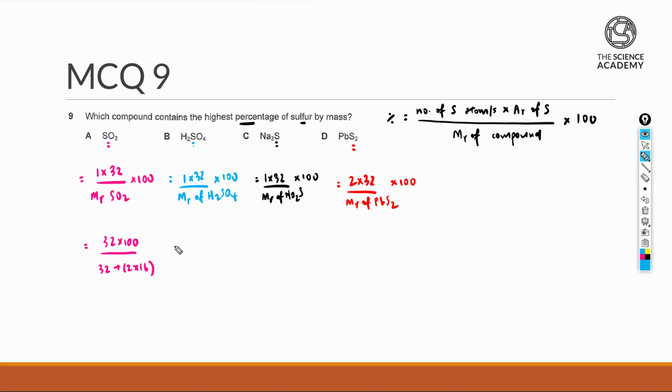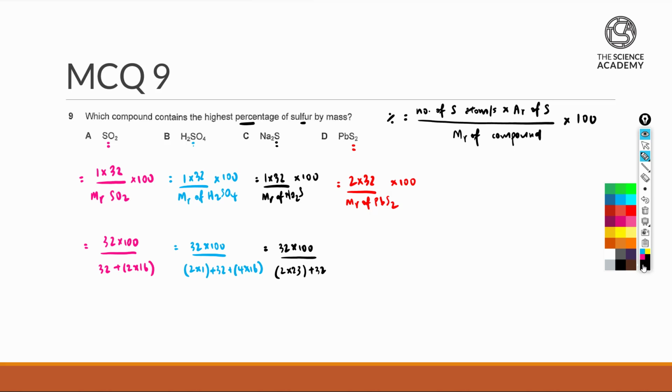And for the case of H2SO4, this will be 32 times 100 divided by 2 times 1 for 2 hydrogen plus 32 plus 4 times 16 for 4 of your oxygen. For sodium sulfide, 32 times 100 divided by 2 times 23 plus 32. For lead 2 sulfide, this will be equals to 2 times 32 times 100 divided by 207 plus 32 times 2. So let's take a look at the final value for each of the following.